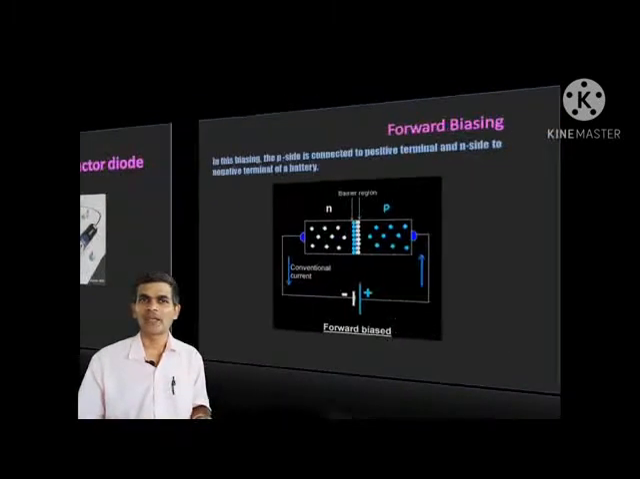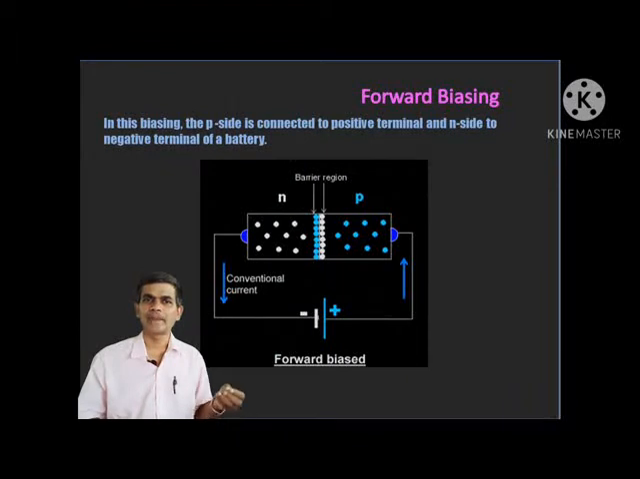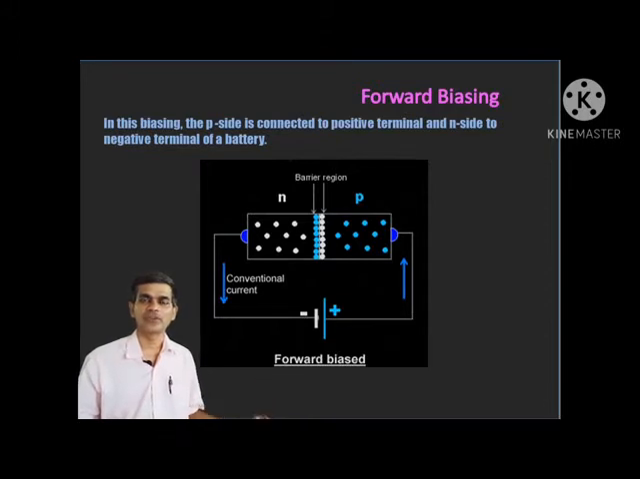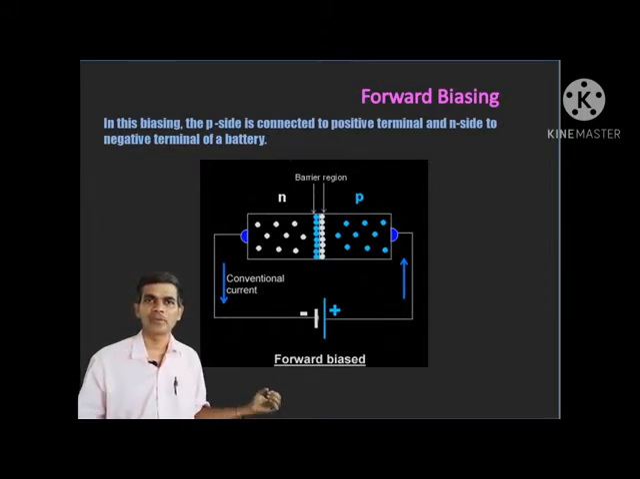What does forward bias mean? Suppose the P side of the semiconductor diode is connected to the positive terminal of the battery, and the N side of the diode is connected to the negative terminal of the battery. Then the diode is said to be forward biased. As shown in the figure, the P side is connected to positive and the N side to negative, and this is the forward bias circuit.